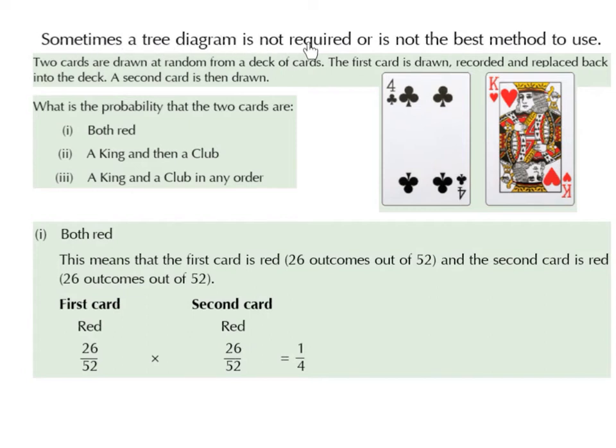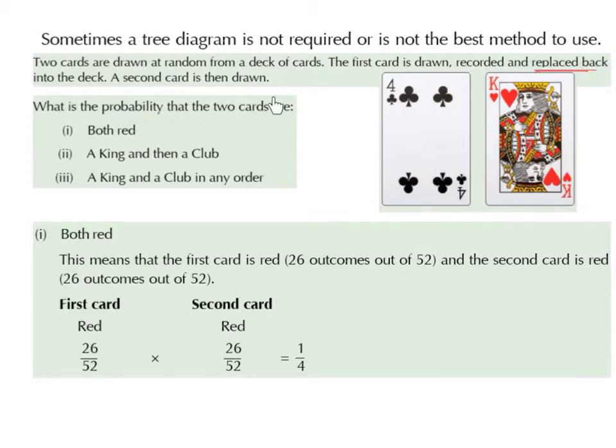Sometimes a tree diagram is not required or is not the best method to use. Two cards are drawn at random from a deck of cards. The first card is drawn, recorded and replaced back into the deck. The second card is then drawn. It's very important to note that the card is replaced.